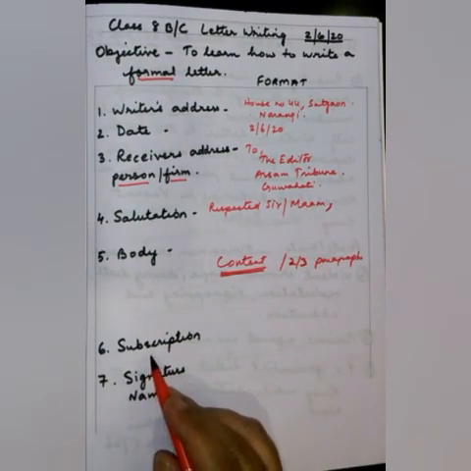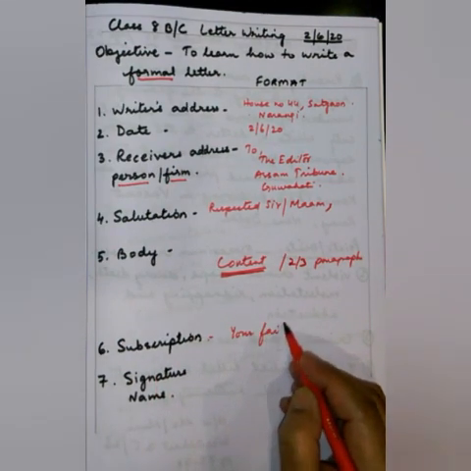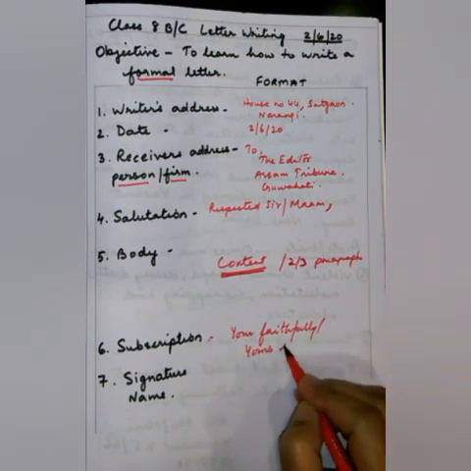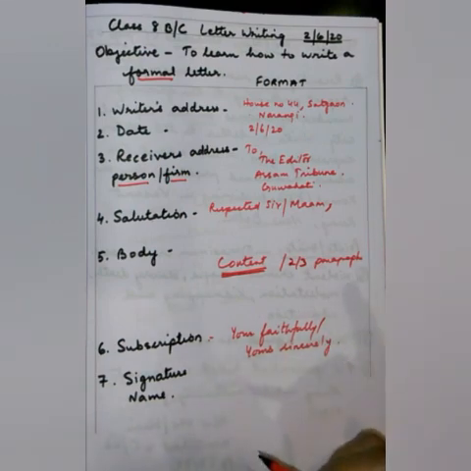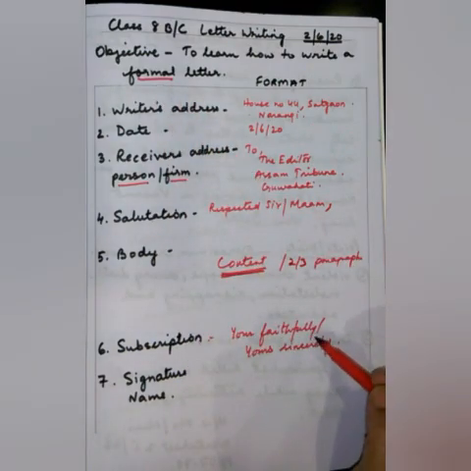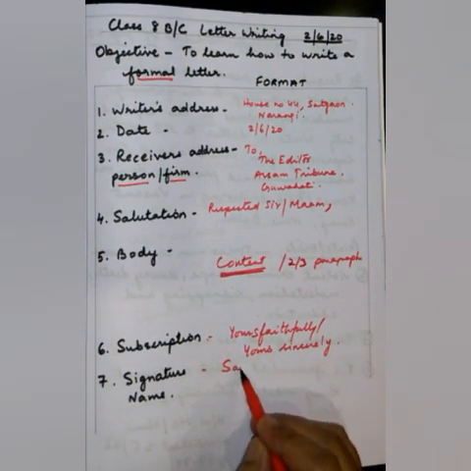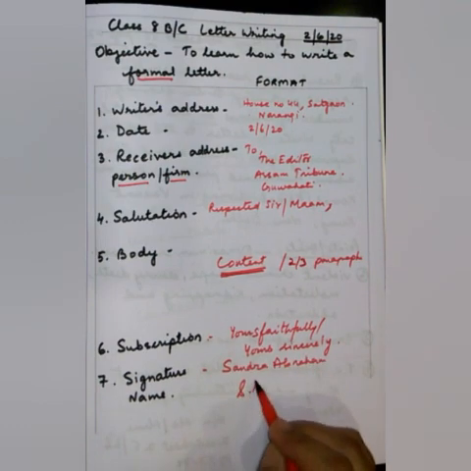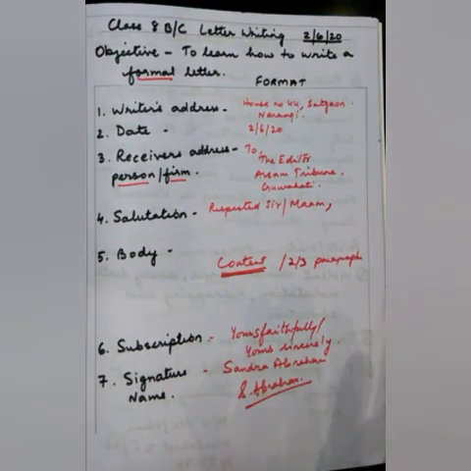Next we come to subscription. Here you write yours faithfully, or you can write yours sincerely. Do not write yours lovingly, because this is a formal letter. So you can write yours faithfully or yours sincerely. Next comes signature and your name. Say for example, I am writing my name, Sandra Abraham, and then I am signing. This is your format.